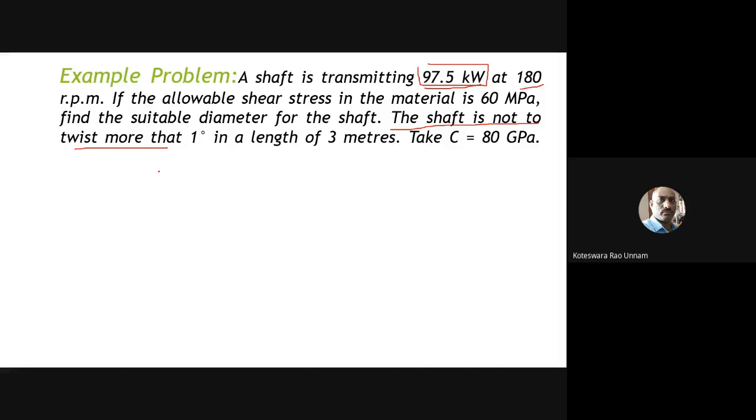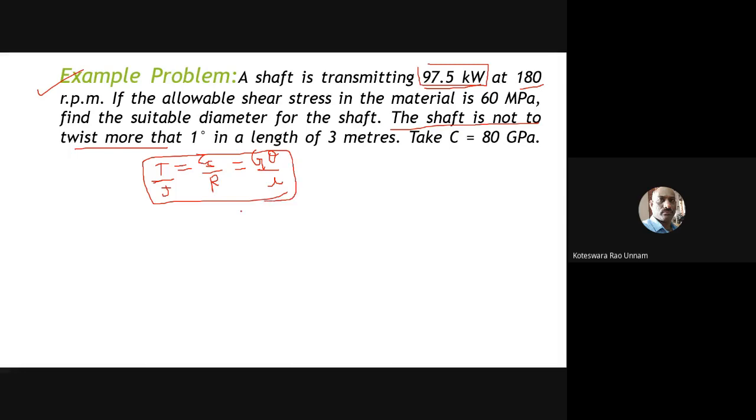Now, like I said, while transmitting power, the shaft is subjected to torque. I want to find out what torque the shaft is subjected to. Once I know that, I can use the torsional equation, T by J is equal to tau S by R, which is equal to G theta by L. This is what we already discussed in the previous classes, and we will call this the torsional equation.